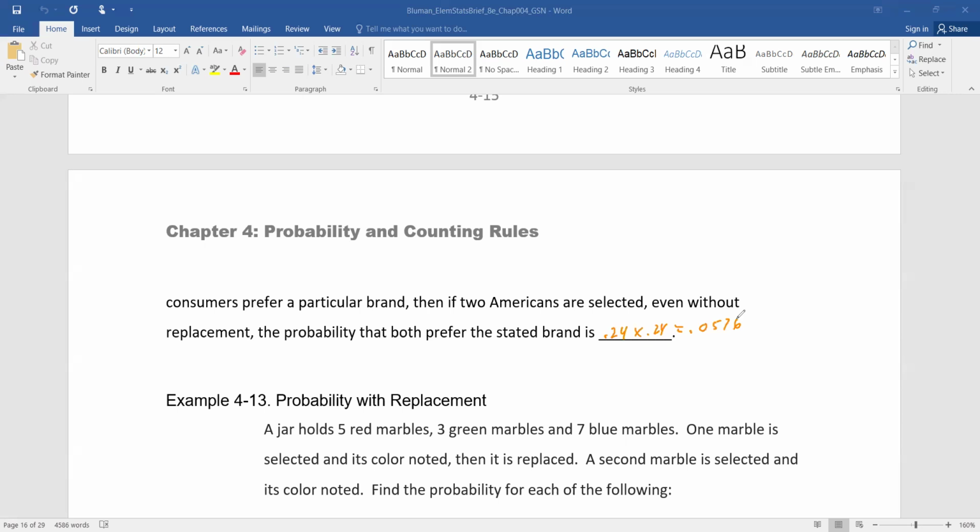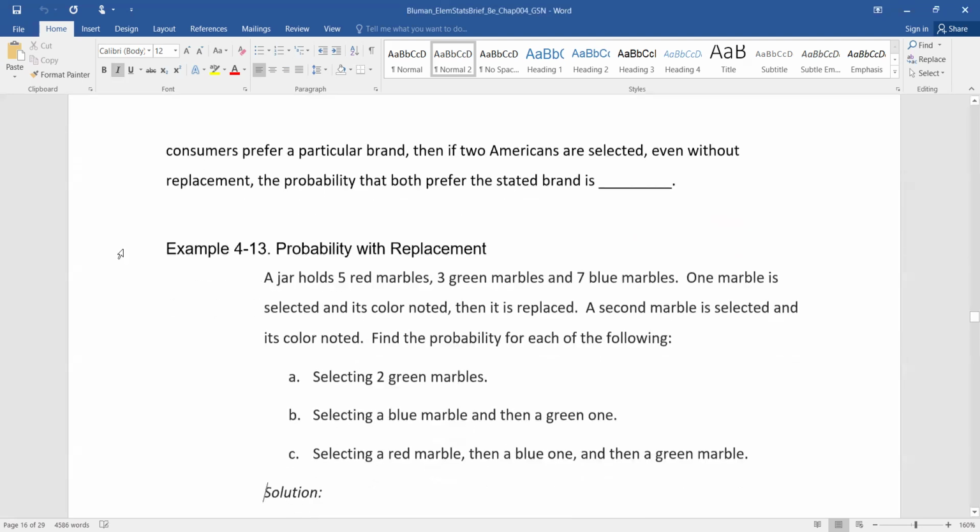The reason that we don't have to worry about replacement here is because out of America, there's millions of people. So if we just remove one person, it's not going to affect the percentage of the people that are still left. It'd be different if I was selecting people out of a classroom and not replacing that student. That has a bigger impact.